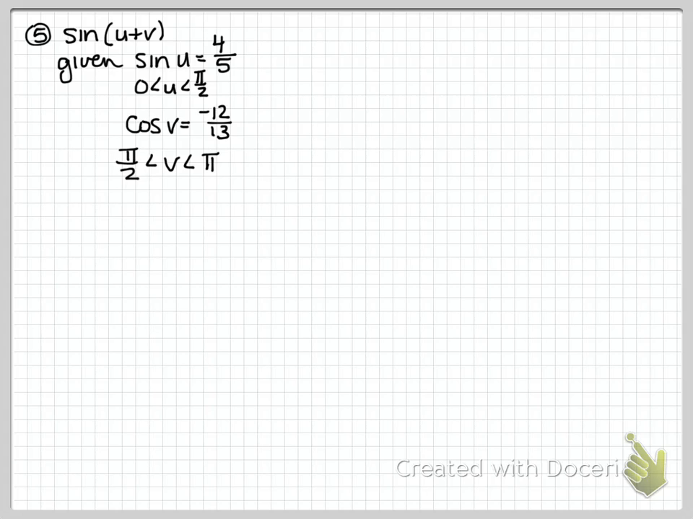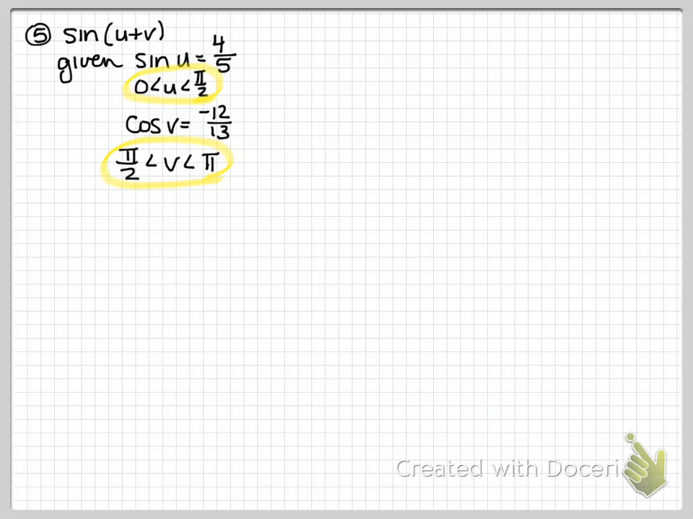Okay, so the next 3 examples are all going to be just a little bit different than what we've been doing. We are just using some algebraic expressions. The first one is the sine. I want the sine of u plus v. I'm given sine of u is equal to 4/5, and it's between 0 and pi over 2, so it's in quadrant 1. Okay, so this is important. Cosine of v is negative 12 over 13, and this one is in between pi over 2 and pi, so that's in quadrant 2.